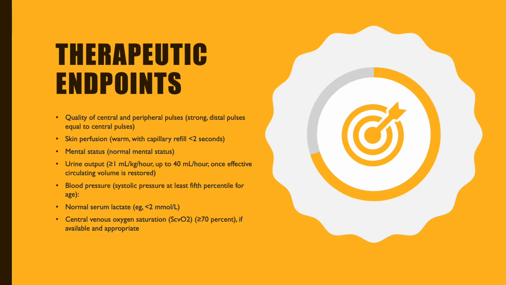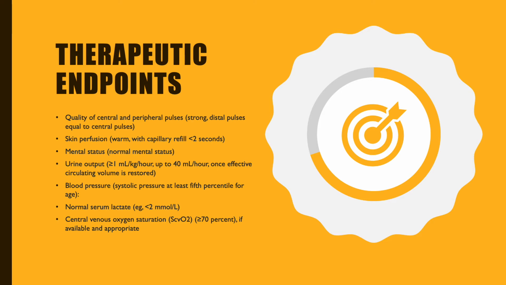Once resus has begun, it's obviously important to know when to end resus. For this, we can look at our therapeutic endpoints. So some of the things we can look at are, for example, the quality of the central and peripheral pulses. We can look at skin perfusion. Has the patient returned to having warm peripheries with a capillary refill time that's less than 3 seconds? We can look at the patient's mental status. If they were previously lethargic, are they now active? If they were previously obtunded or irritable, are they now consolable? Or have they returned to a normal mental status?